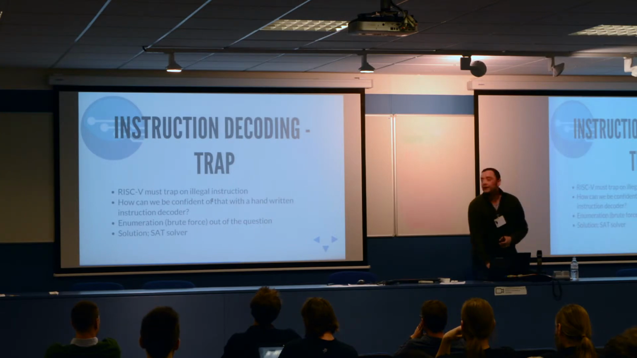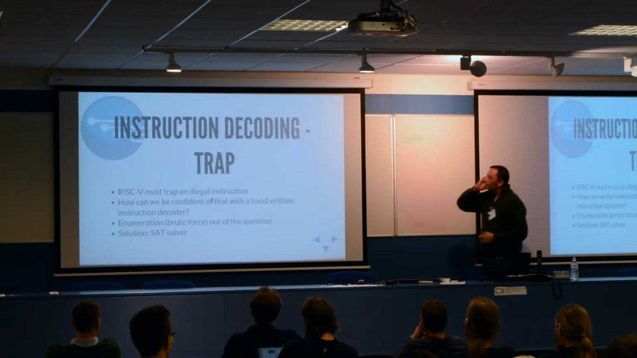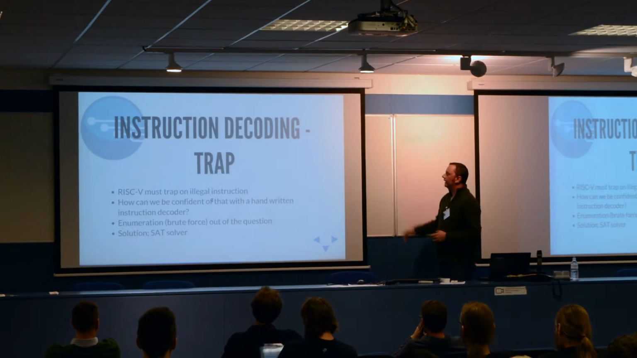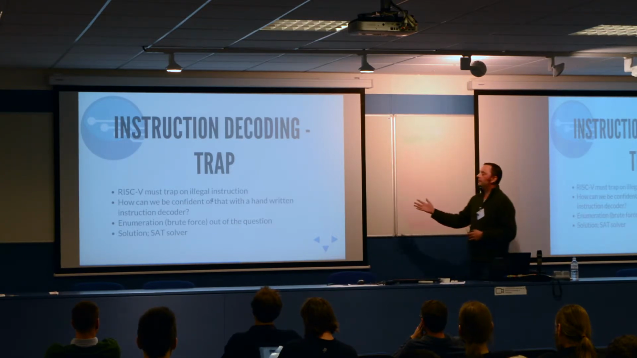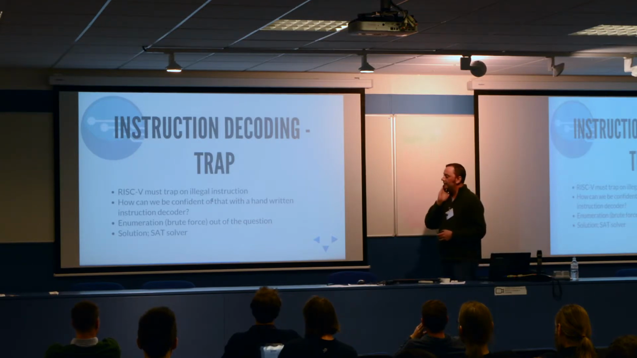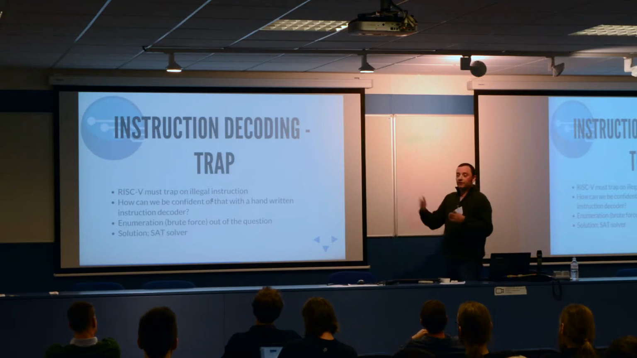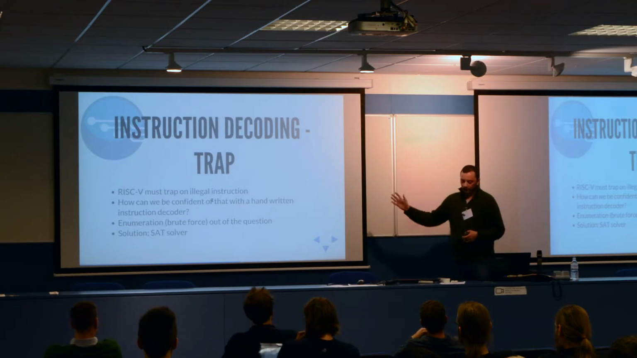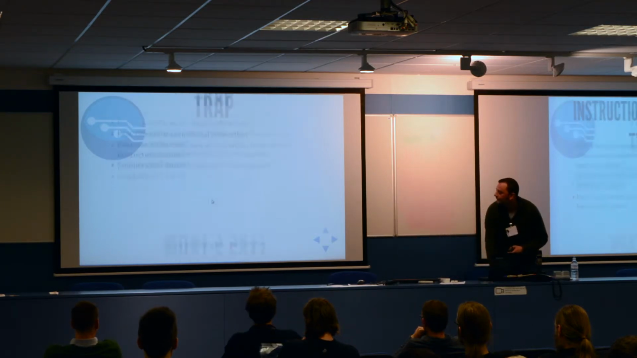Okay, I've got time, let's do this one. The first thing I did when I started building this thing was write an instruction decoder, and then I read in the spec that you've got a trap, and I thought, how do I do this? Quite often with HardCaml, you can just enumerate brute force in the top level, check values and so on. That's not going to happen with 4 billion values, so use a SAT solver.